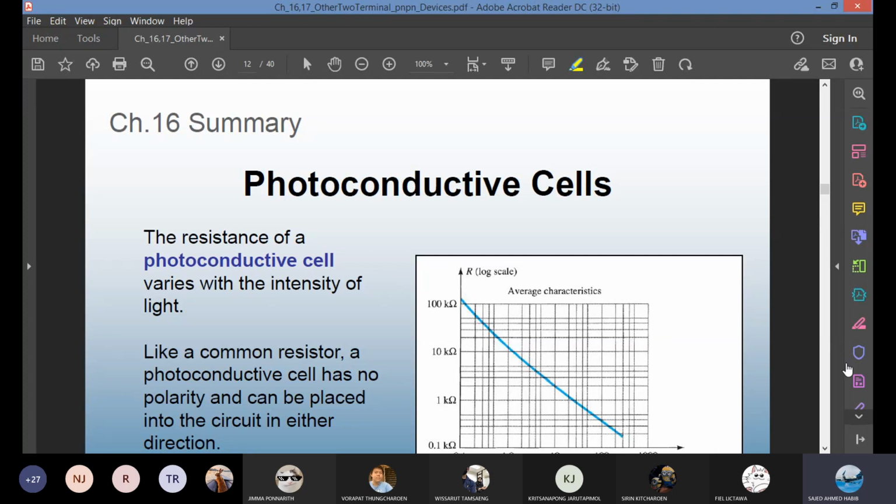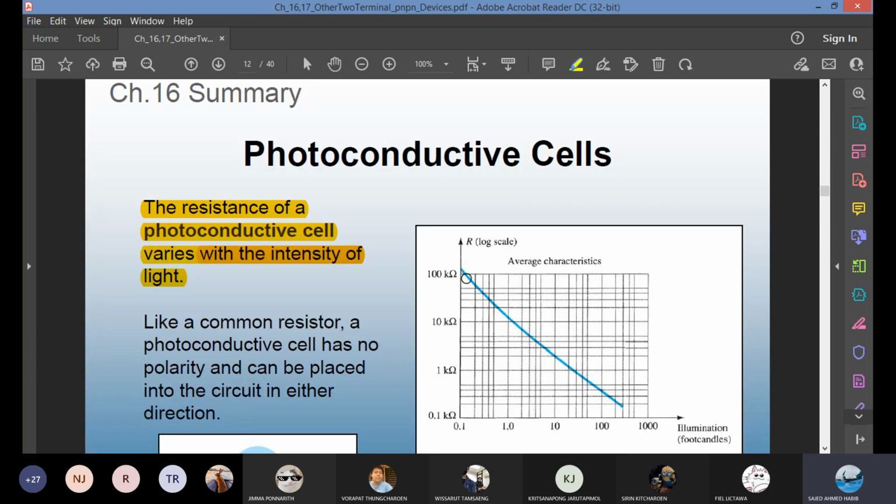After photodiode, you have photoconductive cell. This is a different thing. Photodiode and photoconductive cell, they're not the same. So what is a photoconductive cell? It is a device whose resistance will change with the intensity of light.